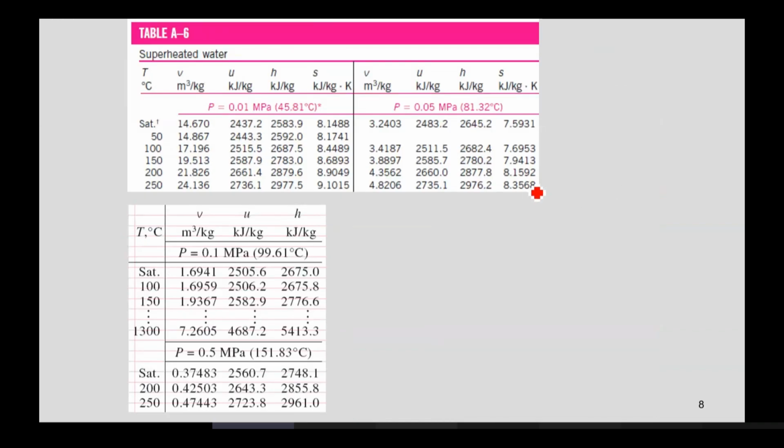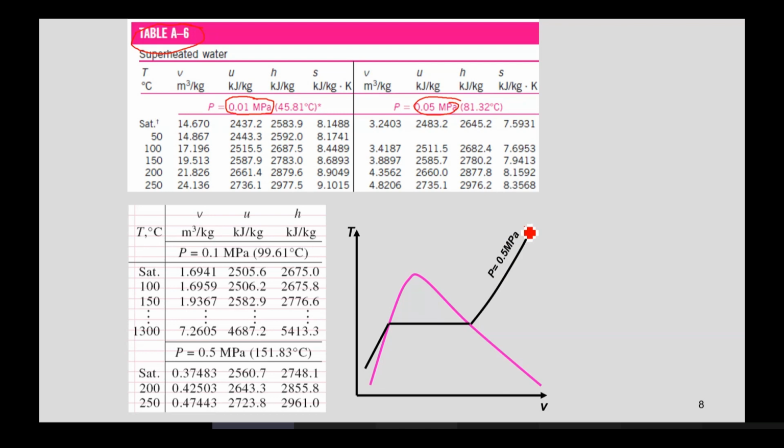Once you have identified the region of your system, you'll go to table A6, which is the superheated table. In the superheated table, you'll have to identify the pressures that you are dealing with. For example, if you have a system in which your pressure is 0.5 megapascal, your saturation temperature is 111.5, and your system temperature is 250 degrees centigrade, you are essentially having the temperature greater than T saturation. T is greater than T saturation, so you are in the superheated region.